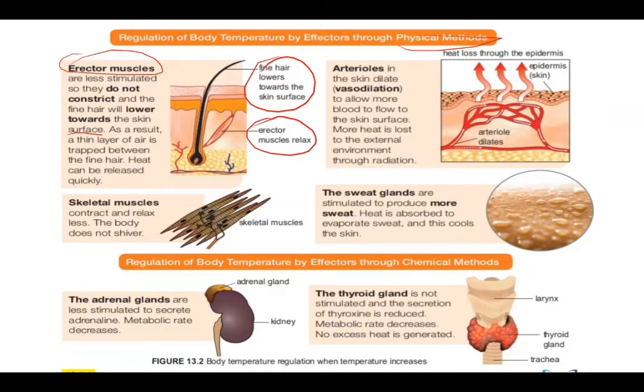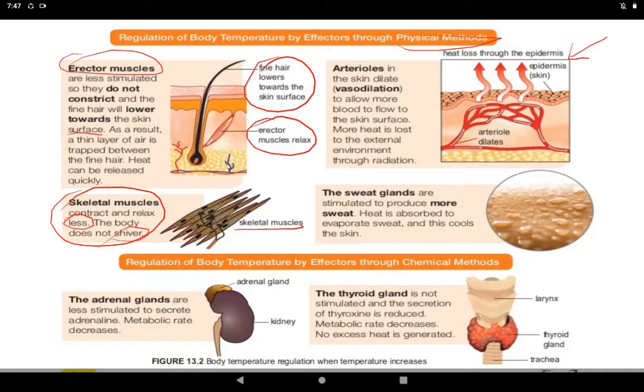Okay, kemudian the skeletal muscle di sini, skeletal muscle contract and relax less. So the body does not shiver. Kemudian di sini arteriole in the skin dilate. Vasodilation, dilate. Dilate maksudnya melebar, to allow more blood to flow to the skin surface. So more heat will be lost to the external environment through radiation di sini.